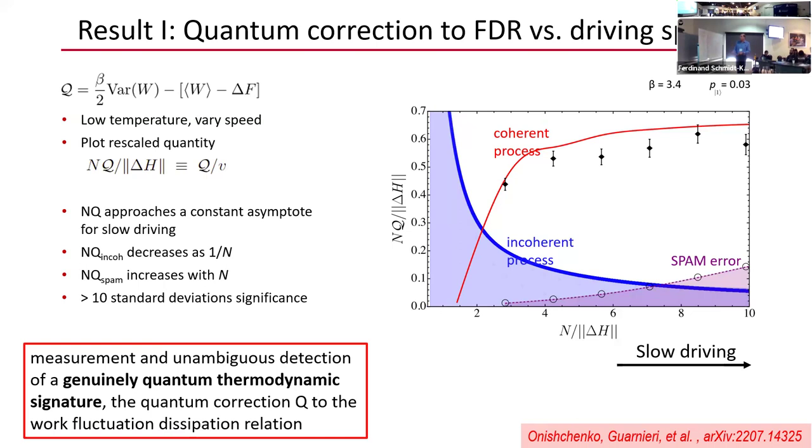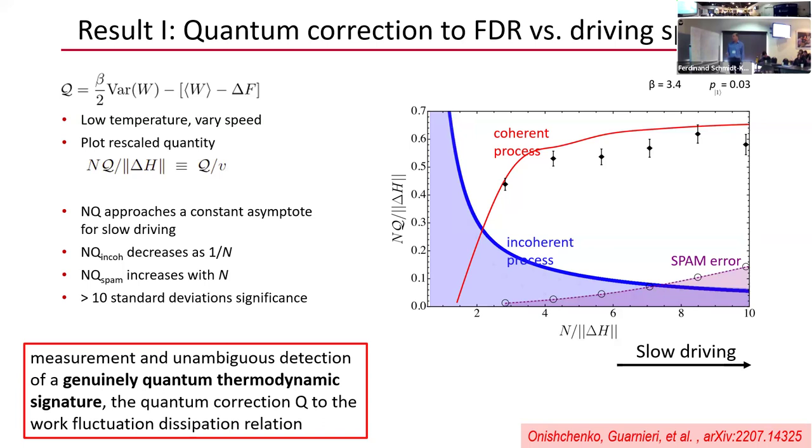So if you do a lot of measurements and they are just not perfect, then these errors accumulate. This is called the spin preparation and measurement error. And this is accumulating because if you have 10 steps, you make much more errors as compared to a few steps. So the spin error increases with n. The incoherent protocol decreases with n, but fortunately, there is still this large gap, and we see this quantum part clearly appearing. The genuine quantum thermodynamic signal is visible.